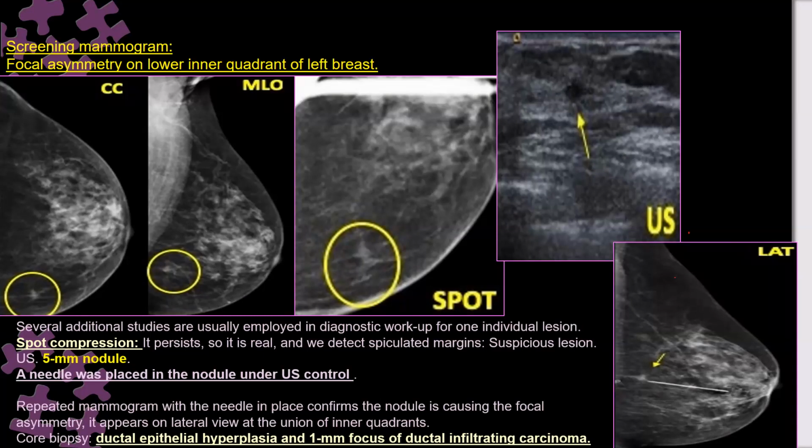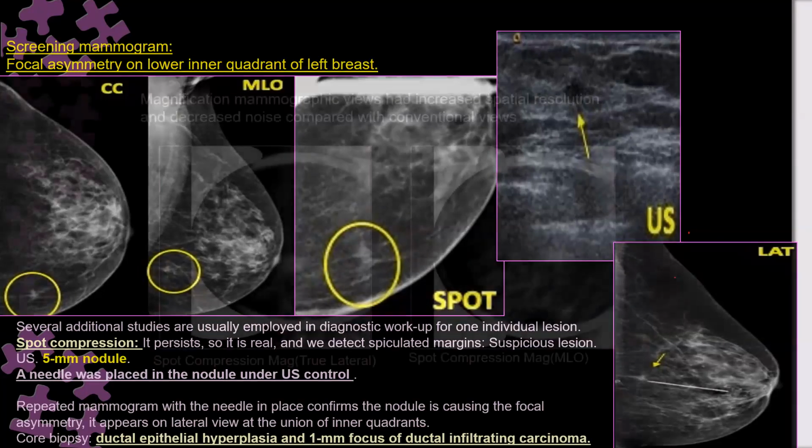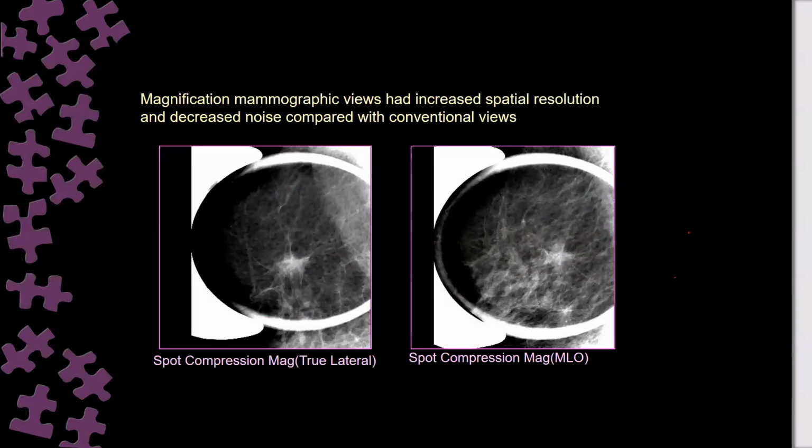So when the result came, it represents this lesion, and because this is highly suspicious, if the result came benign, then we have to put a wire and do an excisional biopsy, or excise the lesion for biopsy. We'll go for the second case.